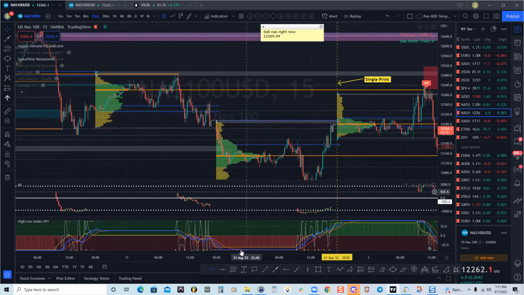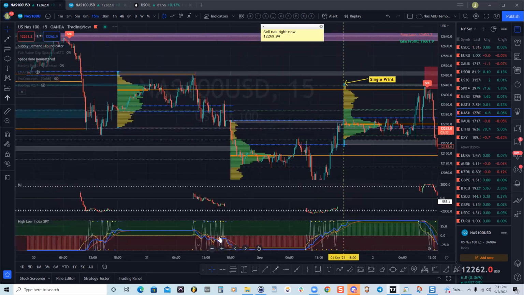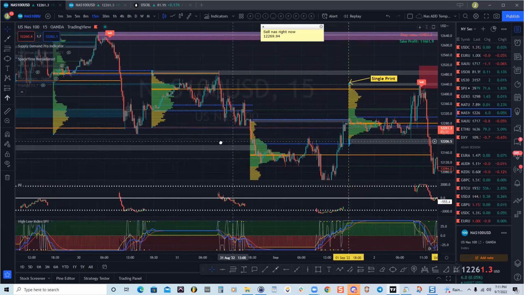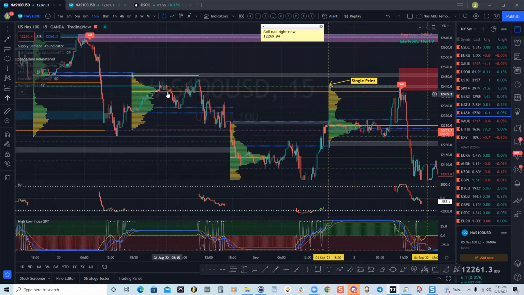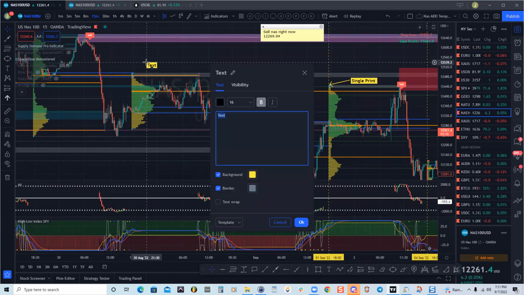Why did it stop right there? Because it going through it here doesn't matter. It has to come up here, because now you're dealing with a single print and you're dealing with a POC, right? So the single print's here and there's another one over here. There's one right here.